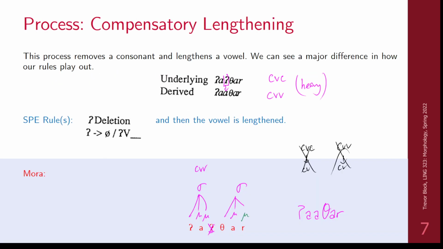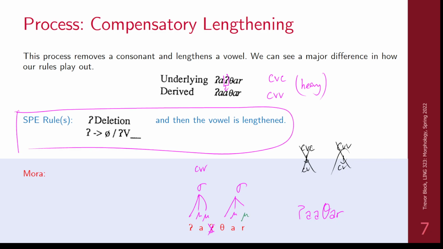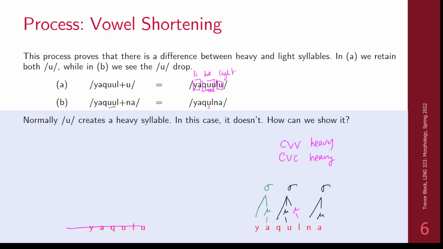So what I'll say is that if we just use rules, it gets complicated. We need to say there's some deletion and some position, and then a vowel is lengthened. So there's two processes. This is different. This is one process. This is just more reassignment. Furthermore, it shows that two processes that sound completely contradictory are related to each other.